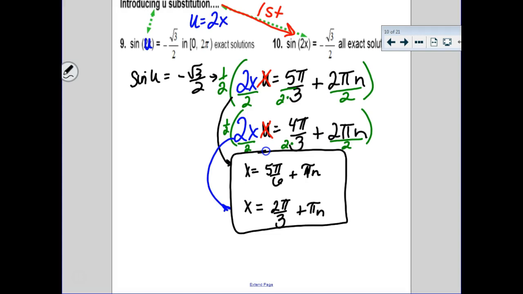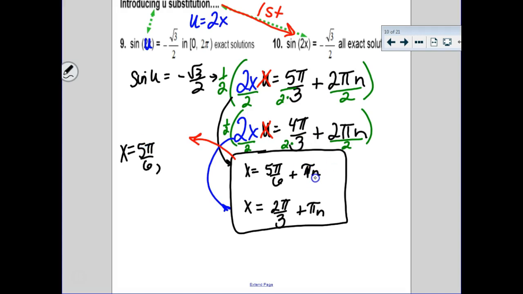But that's not all they wanted. Remember that very first question? It said, give me all your solutions between 0 and 2 pi. Now you're going to go back and do this question. You start plugging in integers starting at 0 for the n. So 5 pi over 6 plus 0 pi's is easy. That's just 5 pi over 6.